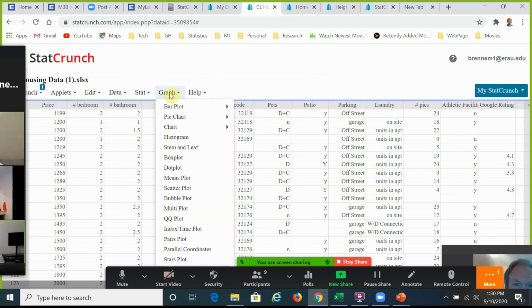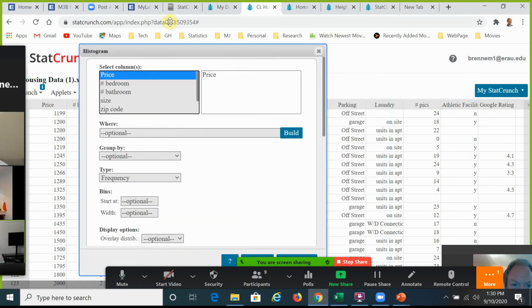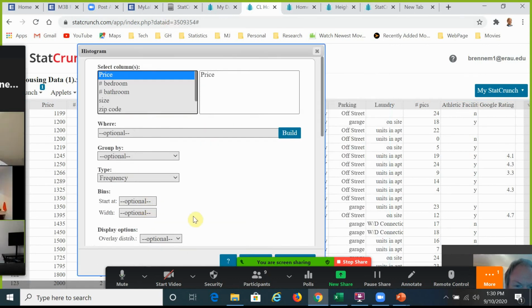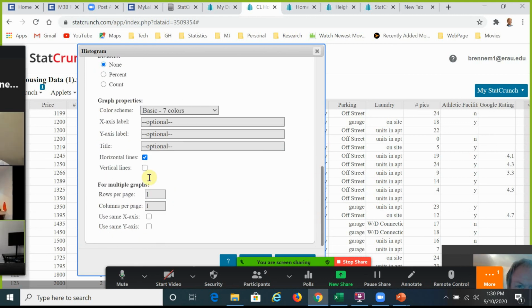Okay. Histogram, I'll do price. You don't have to put in the mean and the median. Sometimes people like values above bars. It is kind of nice, but it's not a huge deal. The x label is going to be cost, dollars USD.